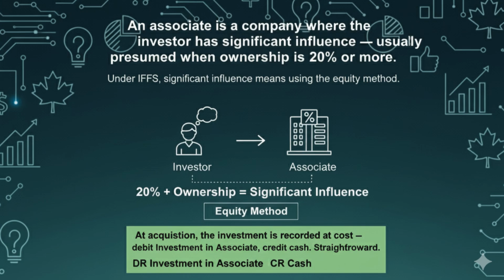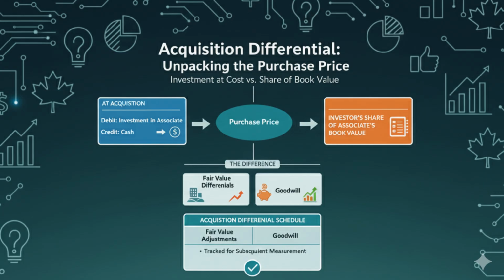Straightforward. But here's the catch. The purchase price rarely equals the investor's share of the associate's book value. The difference is called the acquisition differential, and it arises because of fair value differentials. For example, land might be undervalued on the associate's books. Or goodwill, the extra premium paid for expected future earnings.